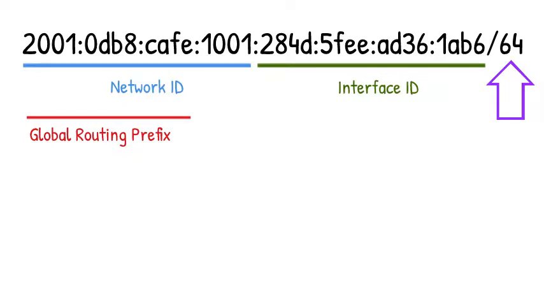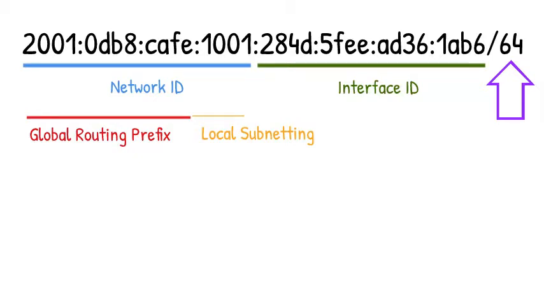Now, this last hextet, these last 16 bits in the network ID, they are used for local subnetting. So unlike IPv4, we don't have to borrow bits from the interface portion of our address, or the host portion of the address in IPv4, to subnet a network. Now we can, we just don't have to.